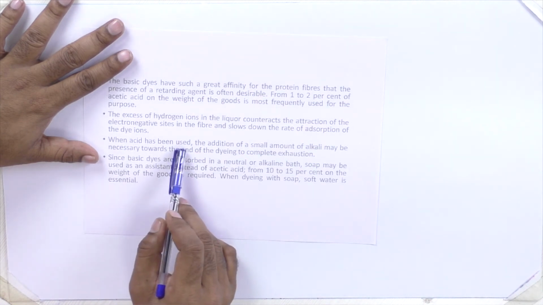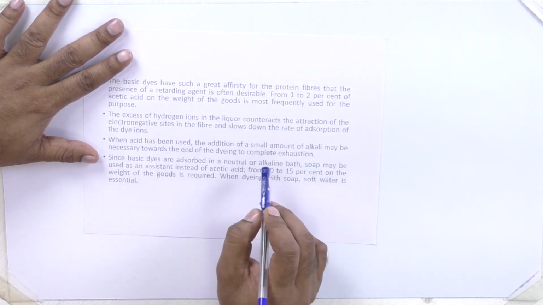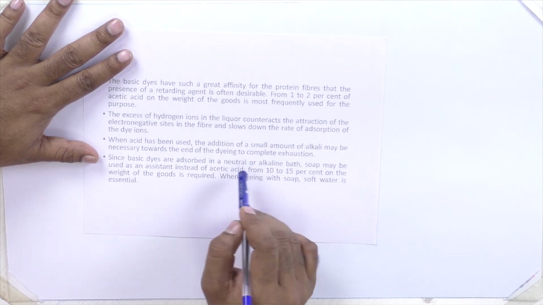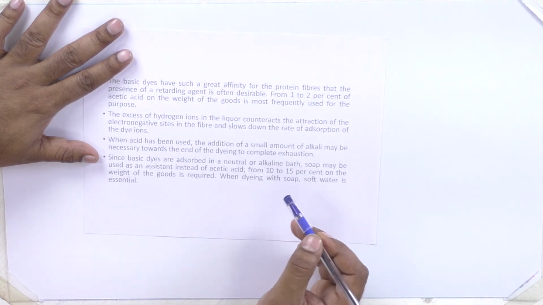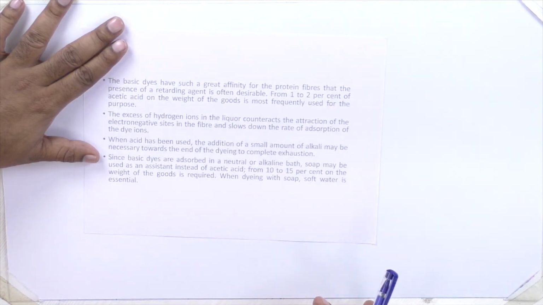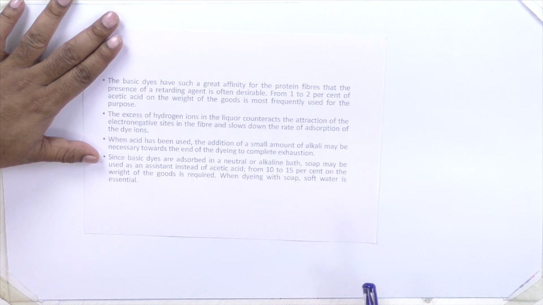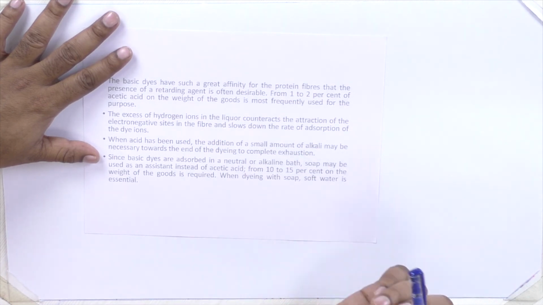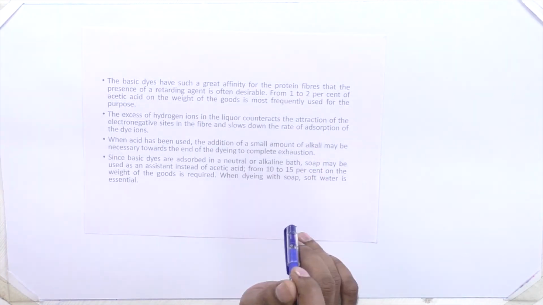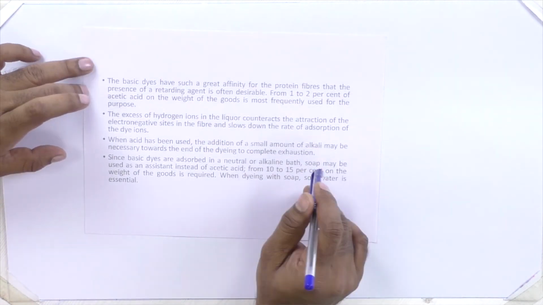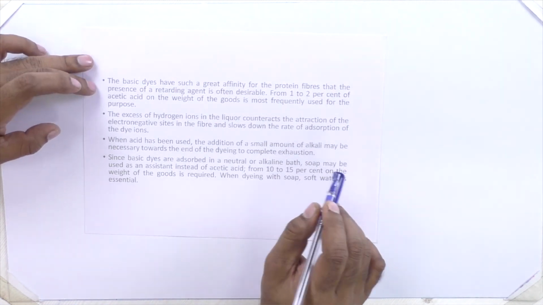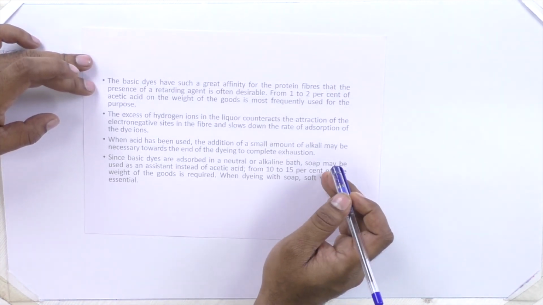When acid is used as a retarding agent, a small amount of alkali is needed to increase the exhaustion at the end of the process. Basic dyes are absorbed in a neutral medium or alkaline bath. Soap may be used as an assistant instead of acetic acid, from 10 to 15% on the weight of the goods. When dyeing with soap, soft water is essential. So you have to dye in the presence of soap, and the water should be soft so that the dye will not precipitate.